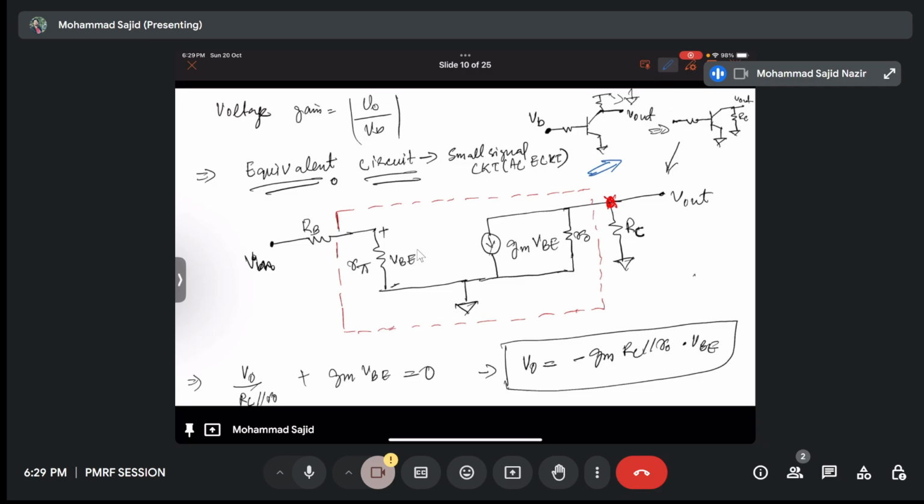So if you have to find the gain, what you will do is write a KCL at V0. So it is V0 divided by RC parallel R0 plus GM VBE equals 0, and thus you can get V0 as minus GM (RC parallel R0) times VBE.